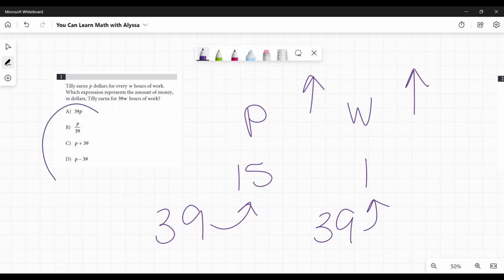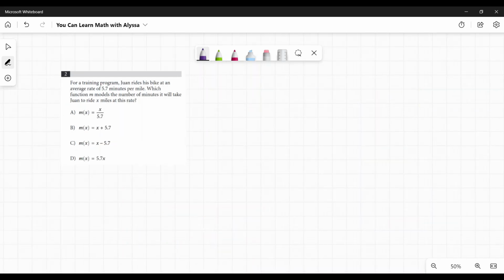So looking at our answers over here, which one of these represents that? That we took that P per hour and we multiplied it by 39. That would be A, 39 times P. None of the others represent this. Here saying it's divided by 39? No. Adding $39, losing $39? No. She earns 39 times as much. It is 39P.